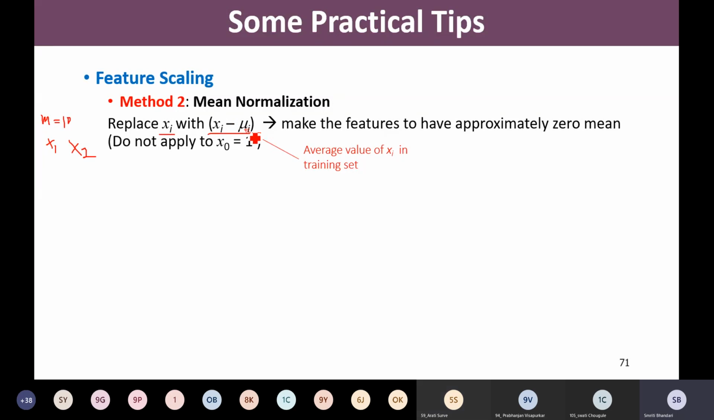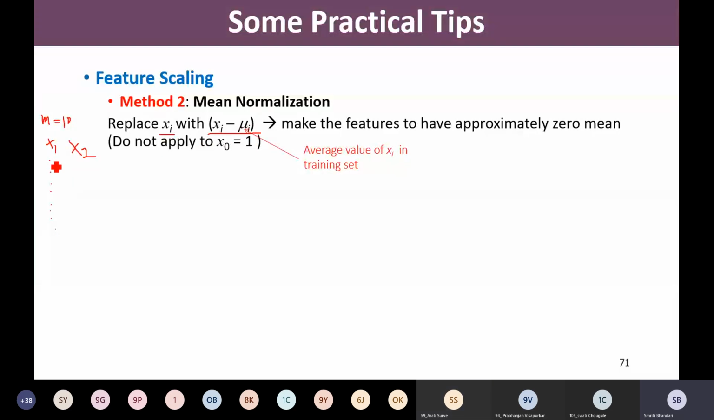So how am I going to compute this mu i? For x1, I'll have mu1. So mu1 will be whatever the 10 values of x1 in my training data set are. I will compute the average of that x1, and that will be my mu1.